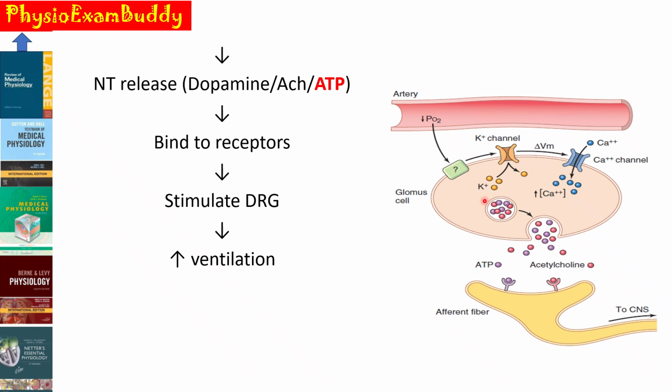Early studies have shown that the neurotransmitters released are dopamine as well as acetylcholine. But the most recent studies have shown that the neurotransmitter released from the glomus cells is ATP. And these neurotransmitters then will bind to the receptors and it will excite the nerve endings. And finally, the afferent impulses stimulate the DRG neurons in the medulla, increasing the ventilation. So this is the mechanism of action by which the peripheral chemoreceptor senses hypoxia and how the ventilation is increased.